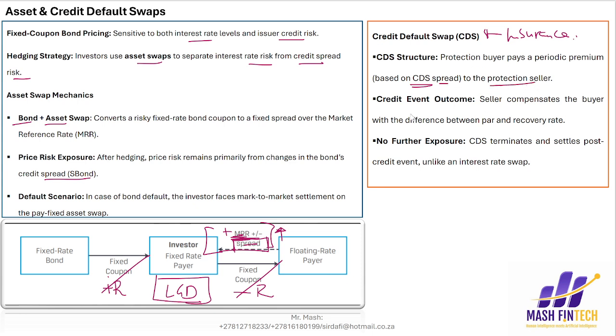In the case of a credit event, the seller has to compensate the buyer because the buyer is paying for insurance. If anything goes wrong, the seller has to pay the buyer the difference between the par value of the bond and the recovery rate. After which, there is no further exposure. The credit default swap terminates and settles post-credit event, unlike an interest rate swap. So after this transaction where the seller of the CDS pays the buyer, there's no further exposure in that instance.